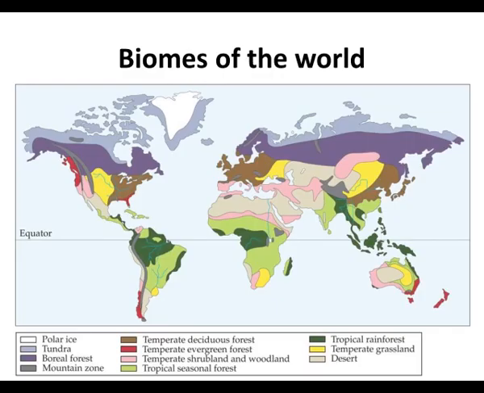So let's start with this map of global biomes. So biomes are large tracts of land with very specific plant communities. And in this case, the driver is the regional climate. So the regional climate determines the plant communities, and eventually the plant communities will determine the animal communities and all the other organisms. So as you can see, there are so many different biomes on our planet Earth.